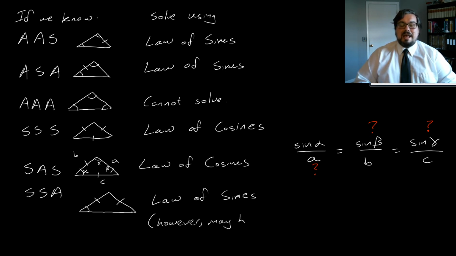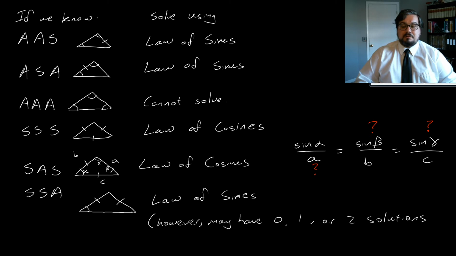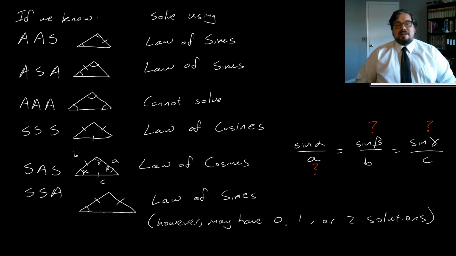However, we may have 0, 1, or 2 solutions. You may remember from geometry that you had the various congruence theorems, like side-angle-side and so forth. Well, you may remember that there is no congruence theorem for side-side-angle, and this is basically the reason why.